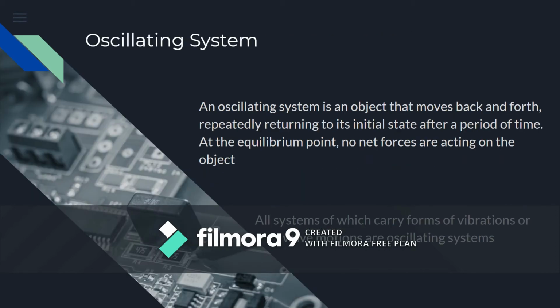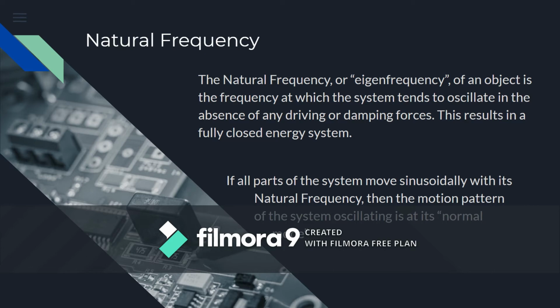An oscillating system is an object that moves back and forth, repeatedly returning to its initial state after a period of time. At the equilibrium point, no net forces are acting on the object. All systems which carry forms of vibration or wave motions are oscillating systems. Natural frequency, or eigenfrequency, of an object is the frequency at which the system tends to oscillate in the absence of any driving or damping forces.